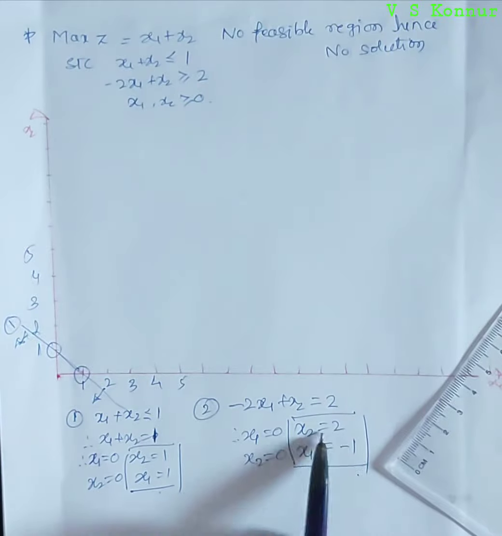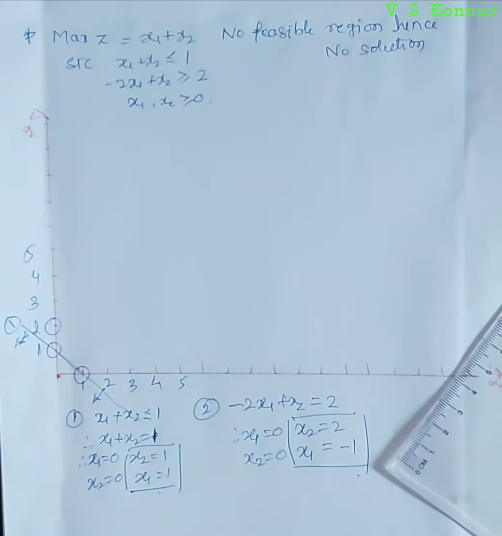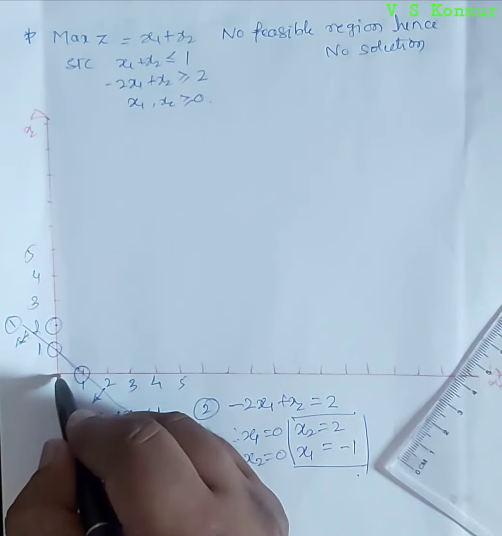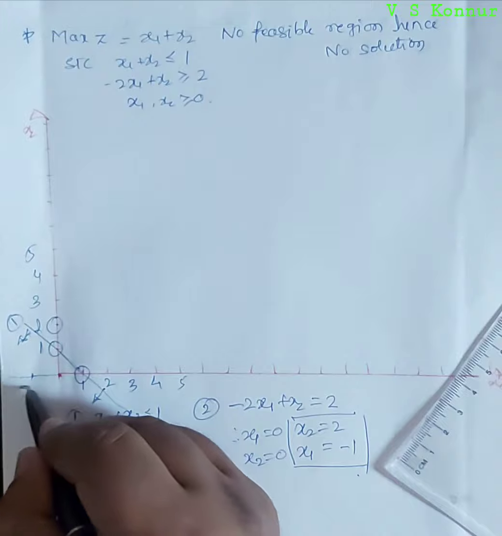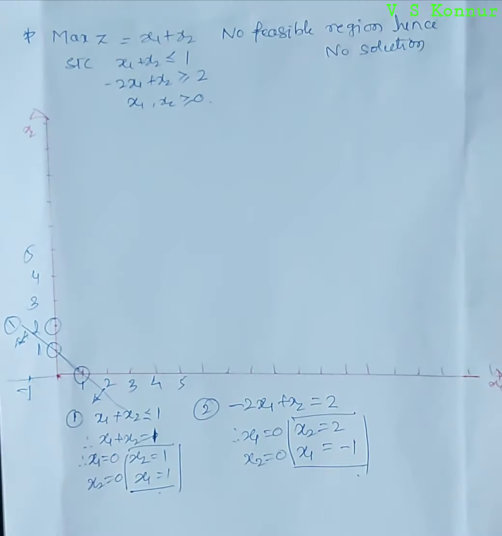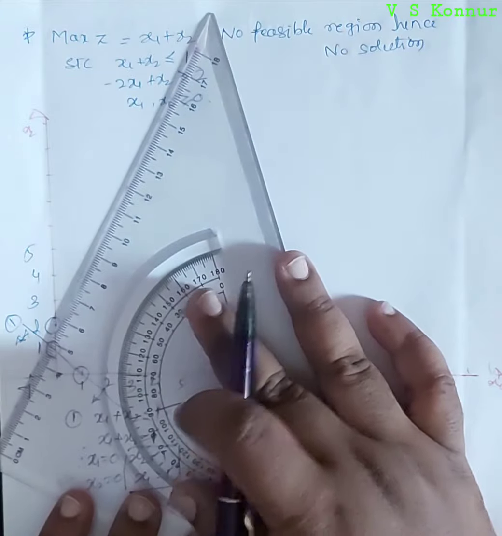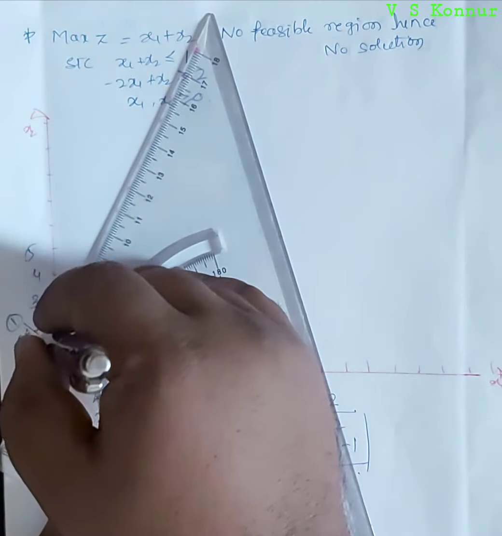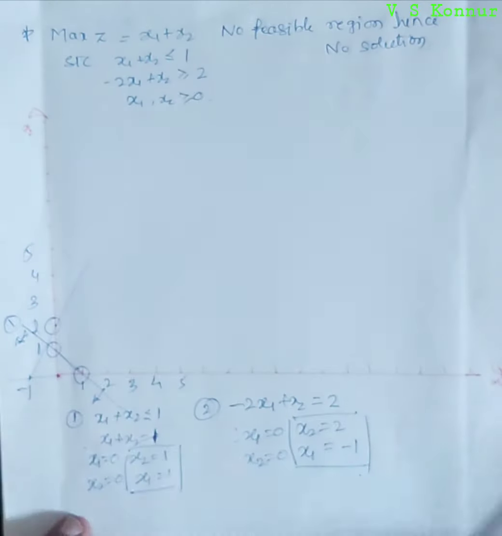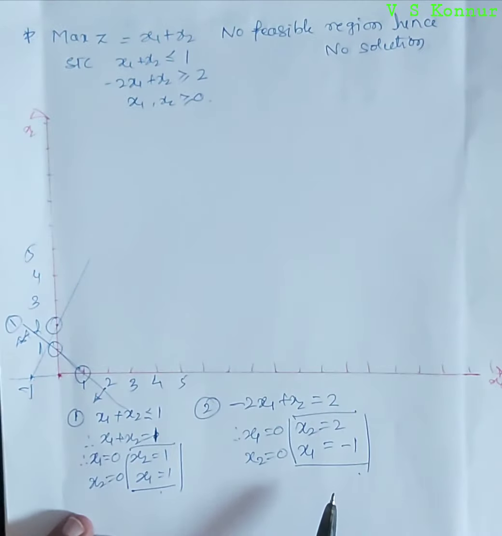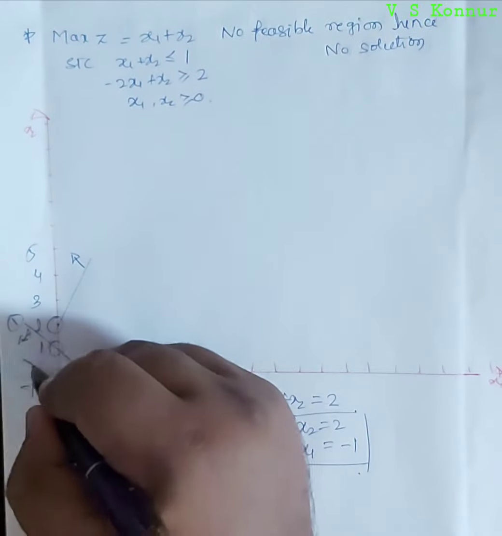Second constraint is x2 is equal to 2, x1 is equal to minus 1. So we'll get minus 1 here. So we'll draw a line. So this is the greater than or equal to sign, away from the origin.